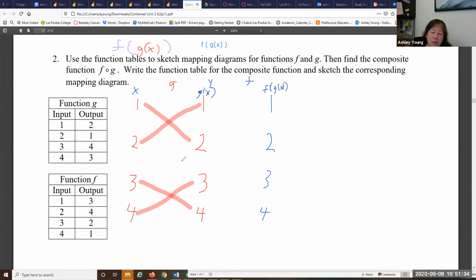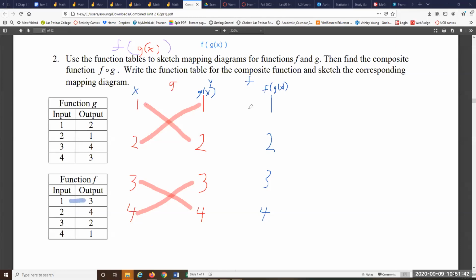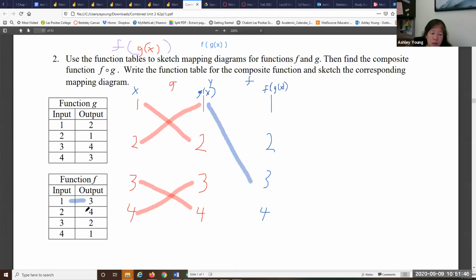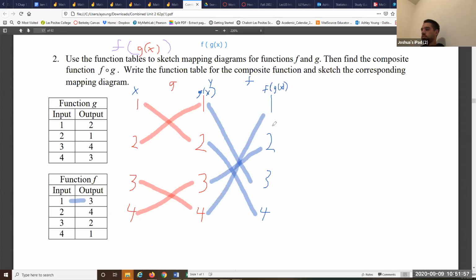Perfect. All right, so f is going to take what? f takes 1 and puts it where? 3. 3, great. So 1 to 3. It takes 2 and puts it to 4. It takes 3 and puts it to 2. 4 to 1. Great. Terrific. So now we're going to do our composite function.